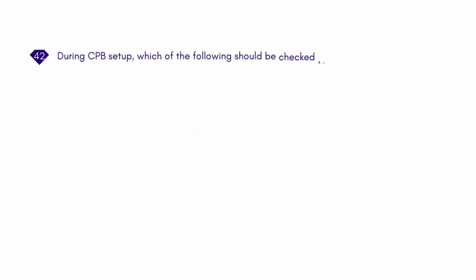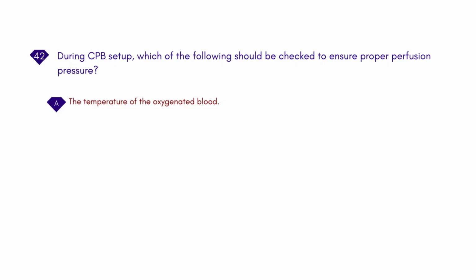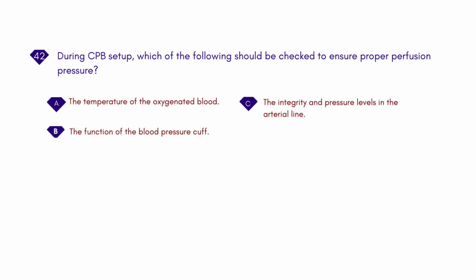During CPB setup, which of the following should be checked to ensure proper perfusion pressure? A. The temperature of the oxygenated blood. B. The function of the blood pressure cuff. C. The integrity and pressure levels in the arterial line. D. The speed of the CPB pump.